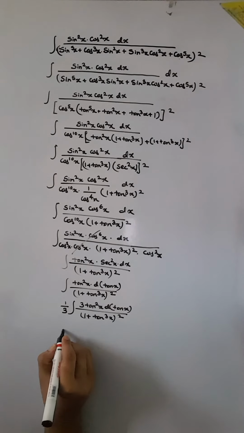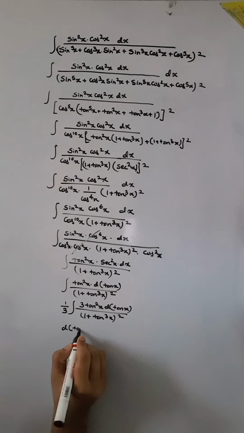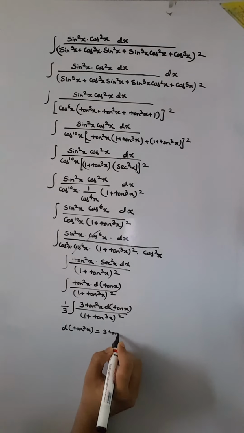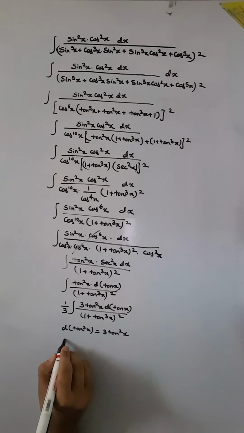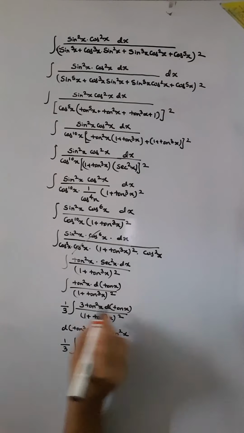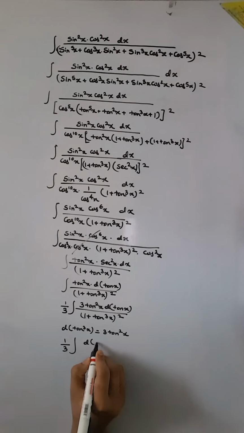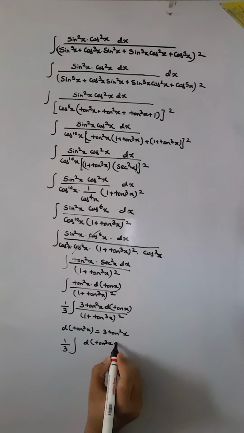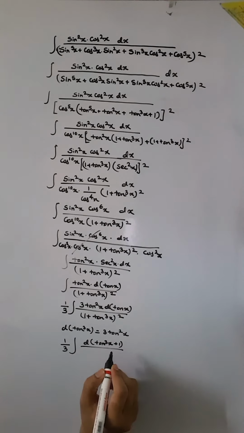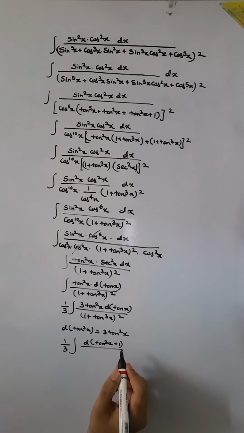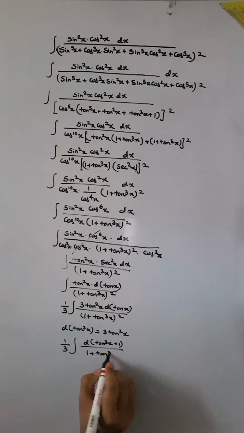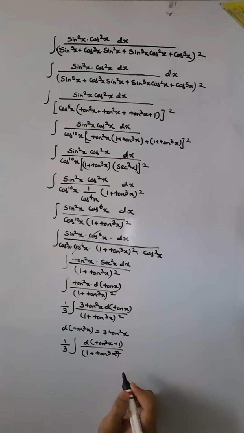So we all know that d of tan cube x is equal to 3 times tan square x d of tan x. So we can write the numerator in this case as d of tan cube x, and since 1 is a constant, we can also add 1, because nothing will happen, as the derivative of 1 is 0. So (1 plus tan cube x) whole square.